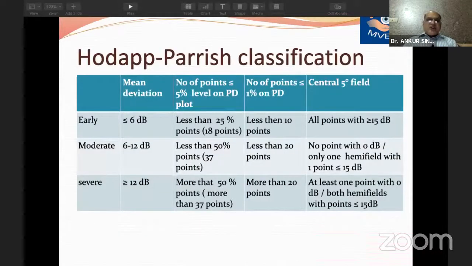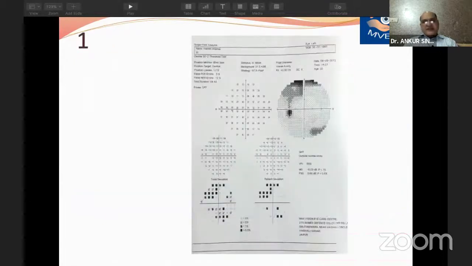We also have this Hodapp-Parrish classification, where we can categorize the glaucomatous defects as early, moderate, and severe depending upon the mean deviation, the number of points having a p-value of less than 5%, the number of points having a p-value of less than 1%, and the central 5 degrees. So I'll just give you some insight into how to do it.